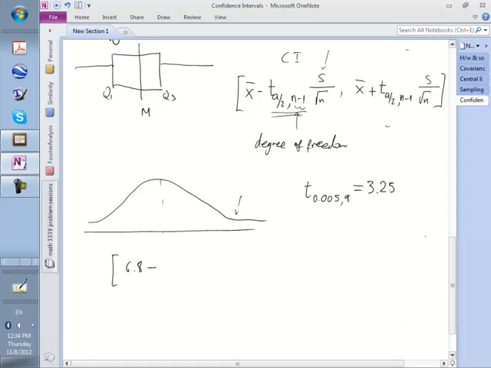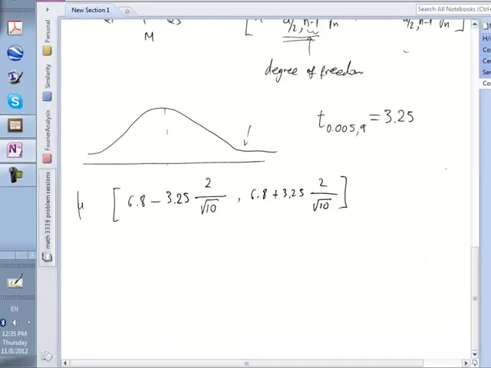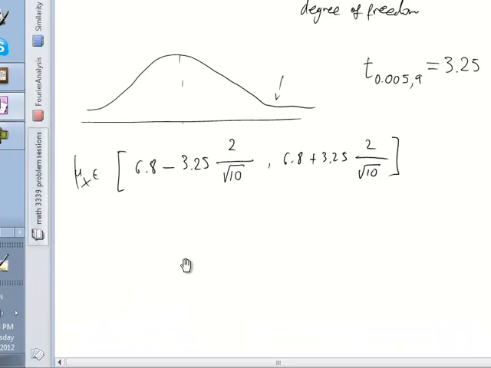And then my expression will be: S is 2, and here I have the square root of 10 in the denominator, and I have 6.8 plus 3.25 times 2 over the square root of 10. So what is this interval now for the mean? Let's compare it with the interval we calculated before. So he uses the sample standard deviation.